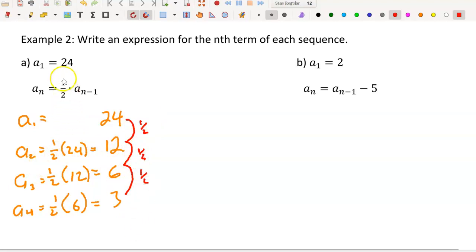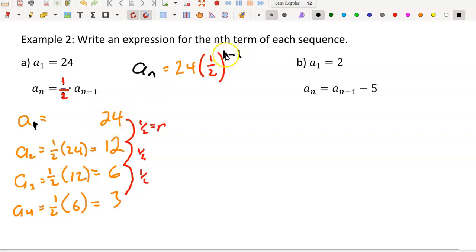So of course, that means 1/2 right there is our r. And we have our first term, which is just 24, and to the n-1. So both of these, right? Both of these will give you the same numbers. So if you want to check, you could always go back here and say, well, let me plug in 1 into here and make sure I get an answer of 24.